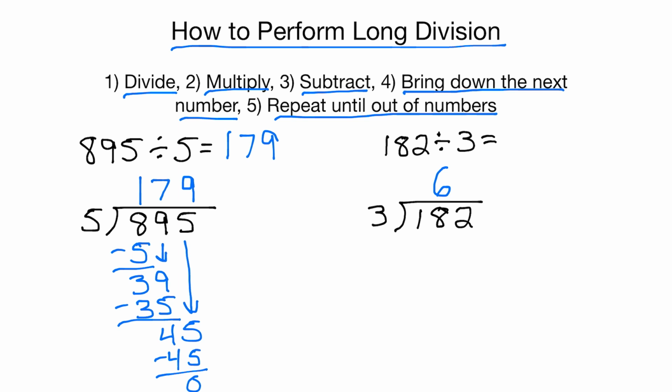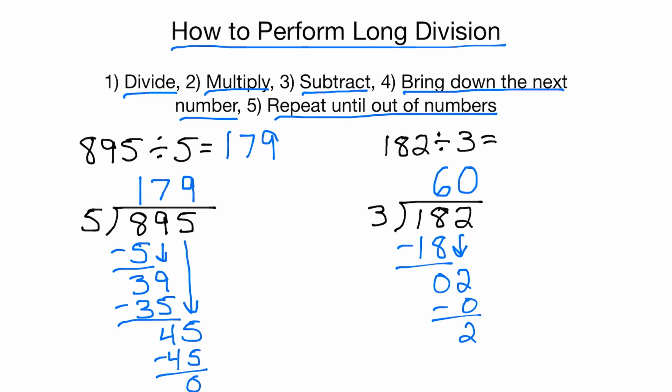6 times 3 is 18. We will subtract. 18 minus 18 is 0. Now we bring down the 2. There are no groups of 3 in the number 2. So we're going to put a 0 here. 0 times 3 is 0. Subtract. We have a remainder of 2.